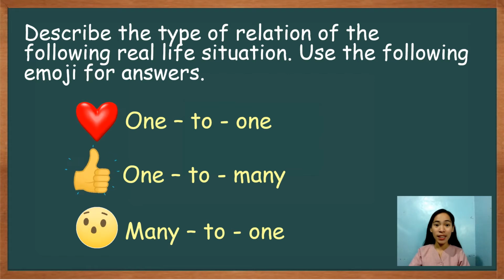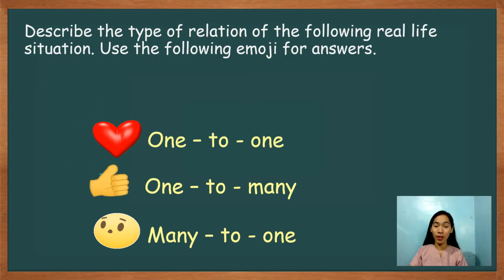And this time, let us test your ability in identifying the types of relation. By this activity, you're going to describe the type of relation of the following real-life situations. So we're going to use these emojis for your answer. Heart shape for one-to-one, thumbs up for one-to-many, and wow reaction for many-to-one. Also, you can pause this video if you need enough time to think about your answers.